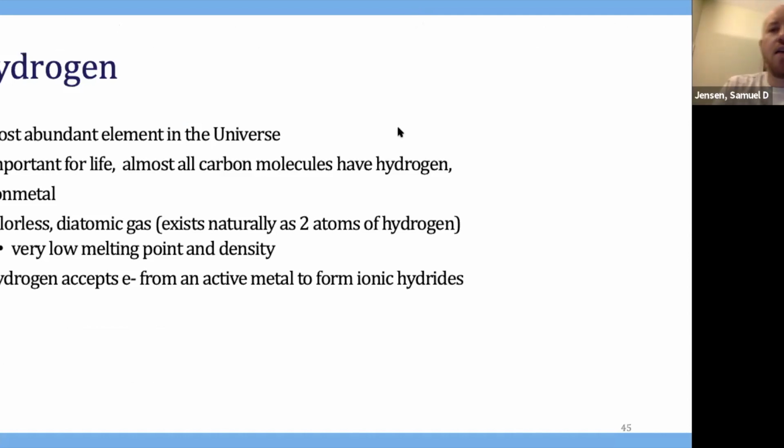All right. So hydrogen is its own element, its own family. It is the most abundant element in the universe. It is important for all life. All of our carbon molecules have hydrogen in them. It is a nonmetal. It exists naturally as a diatomic gas, so it exists in nature as H2. There is no atom of hydrogen as an element. It does not exist as H by itself. It is H2 naturally.